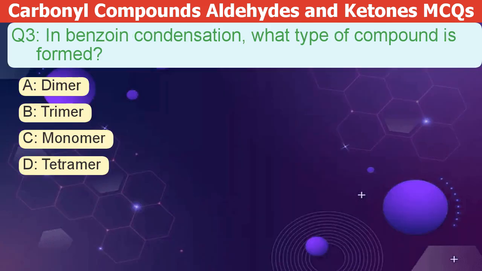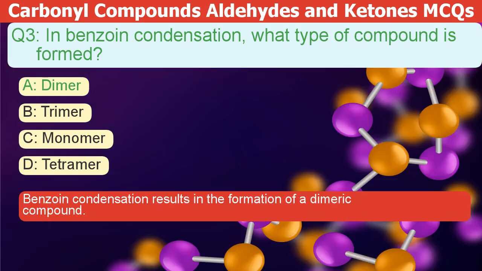In benzoin condensation, what type of compound is formed? A. Dimer. B. Trimer. C. Monomer. D. Tetramer. The correct answer is A. Benzoin condensation results in the formation of a dimeric compound.